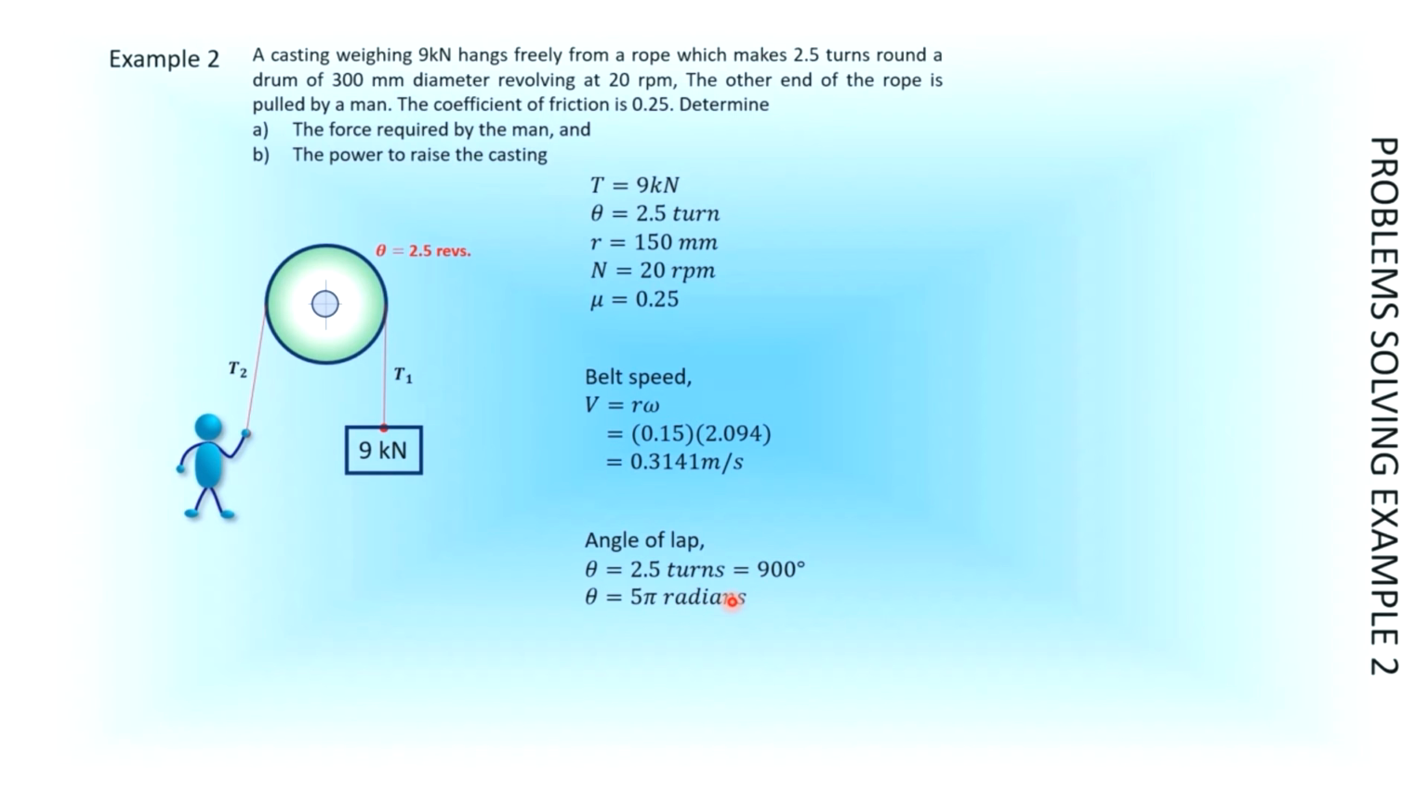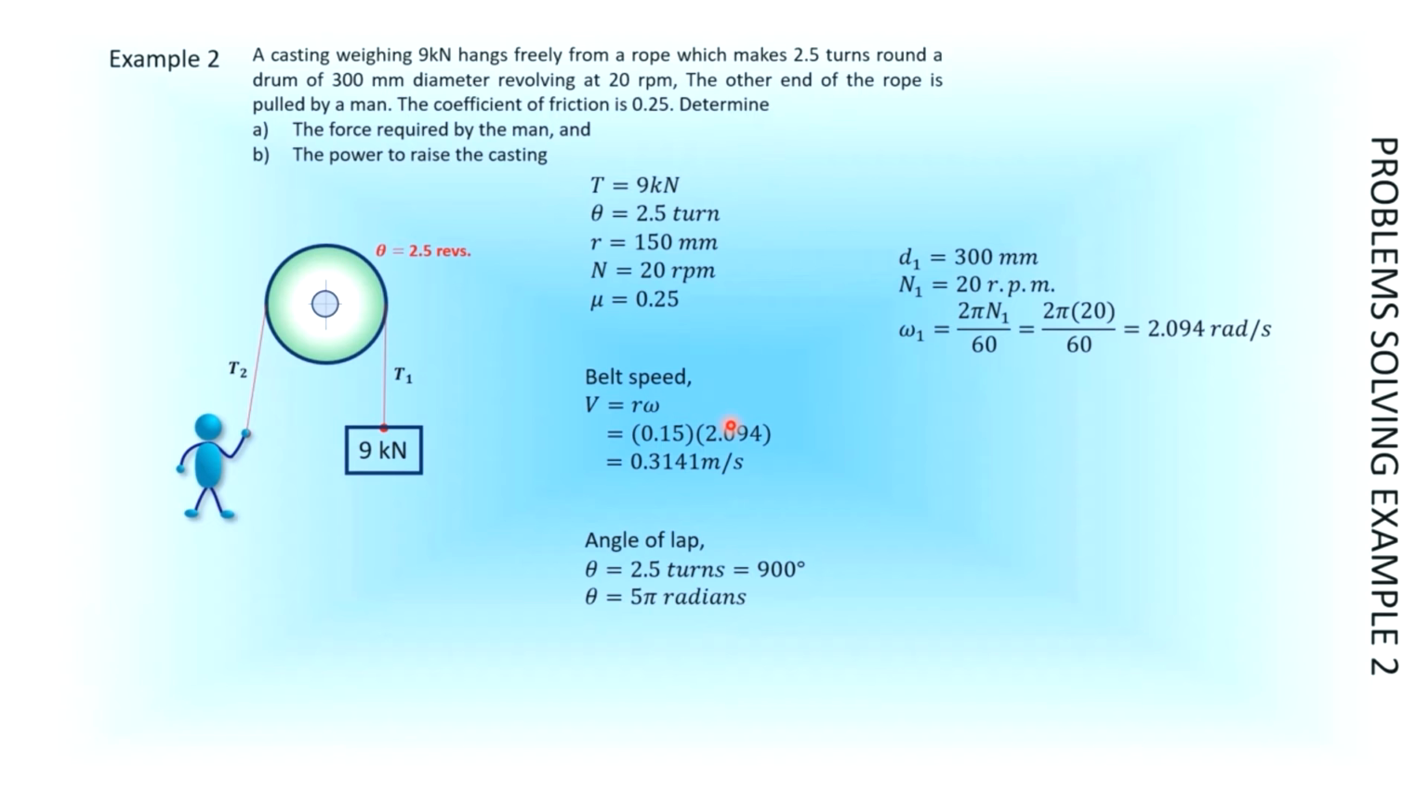So convert these to radians, it should be equivalent to 5 pi radians. Okay, this is a belt. Better change this to belt. Okay, so D1 is 300 millimeter. That is the diameter of the drum. That is the speed. So that is why here you got 2.094. I have left out the order of these two here.